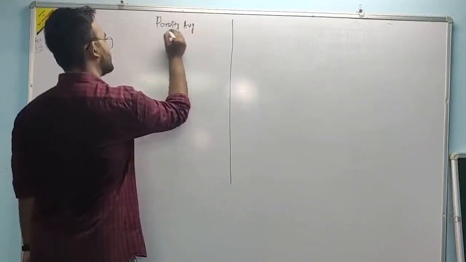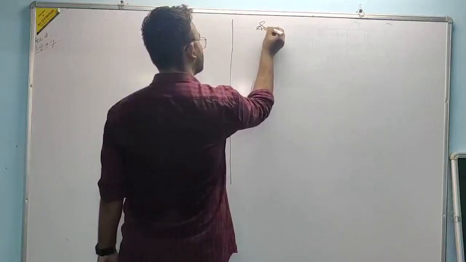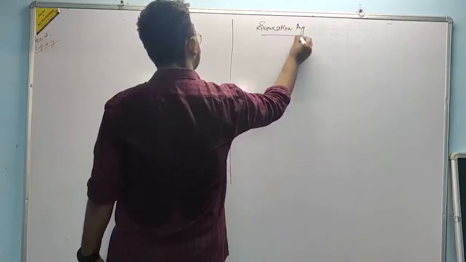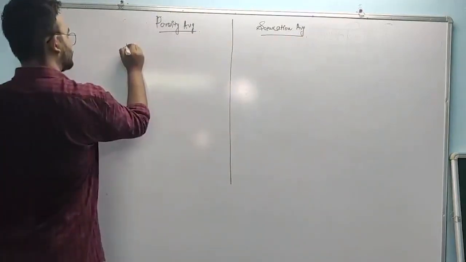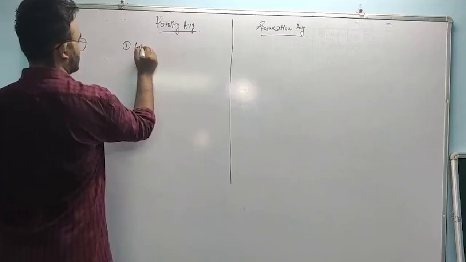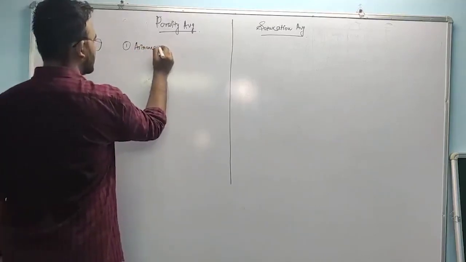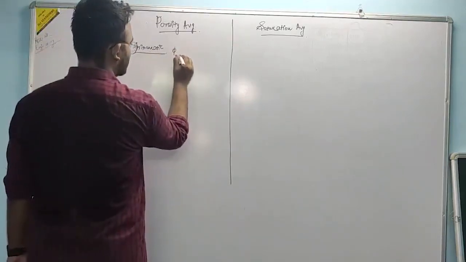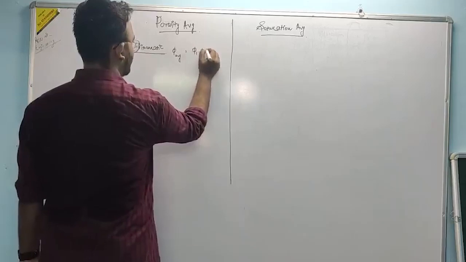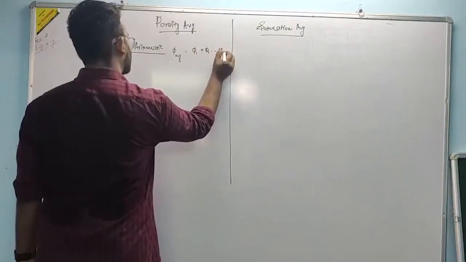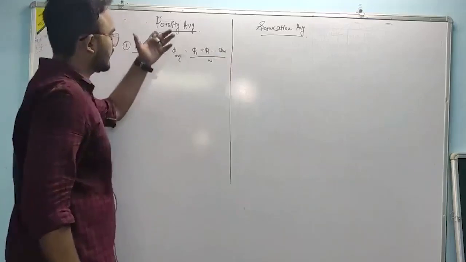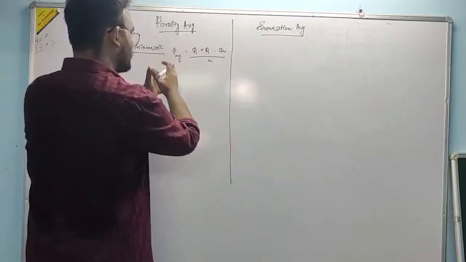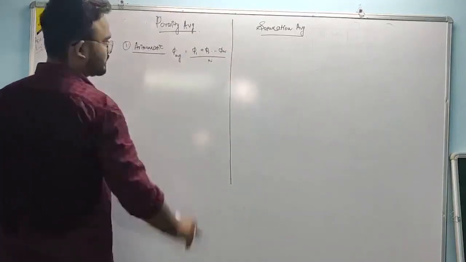Porosity averaging and saturation averaging. So for porosity average, the first method is arithmetic average. Phi average arithmetic is equal to phi 1 plus phi 2 plus so on up to phi n, upon n. So what we are doing is calculating porosity at the first point, second point, third point, fourth point, bringing it all together, divided by the number of points, and you get the arithmetic average.